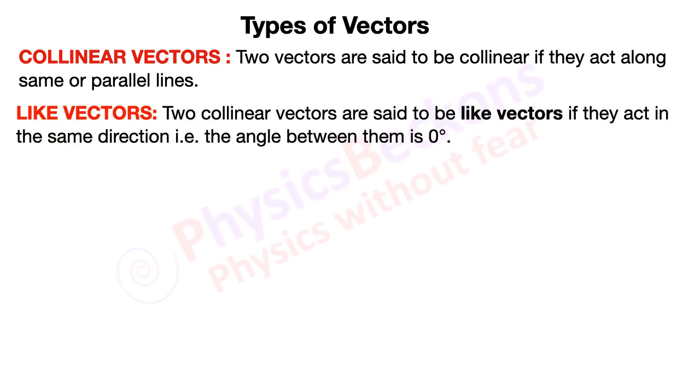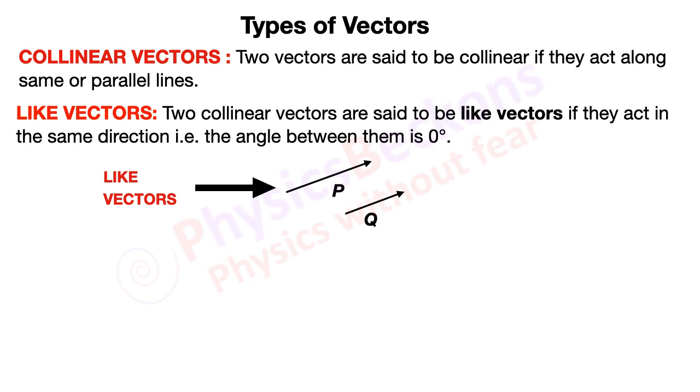Like vectors: two collinear vectors are said to be like vectors if they act in the same direction. You can see the diagram. Magnitude may or may not be equal. Here P and Q, as you can see from the diagram, have unequal magnitude, but they are acting in the same direction, hence they are like vectors. The angle between like vectors is always 0 degree.